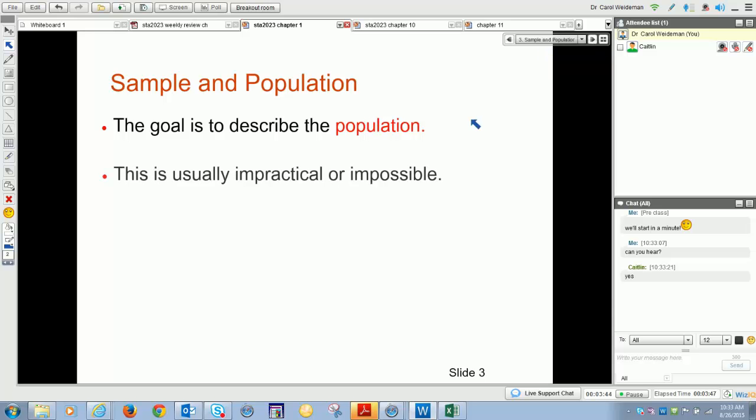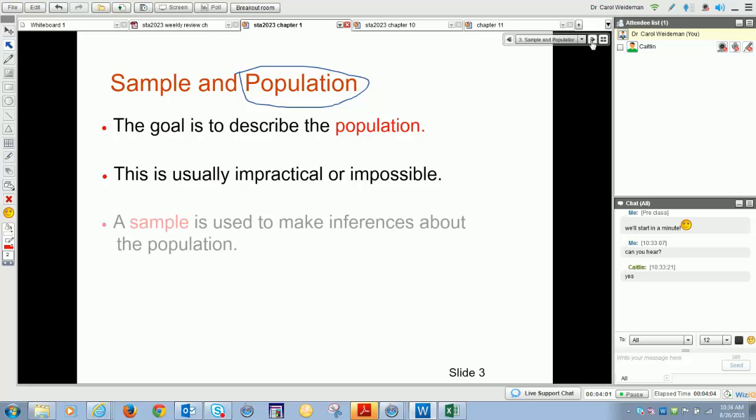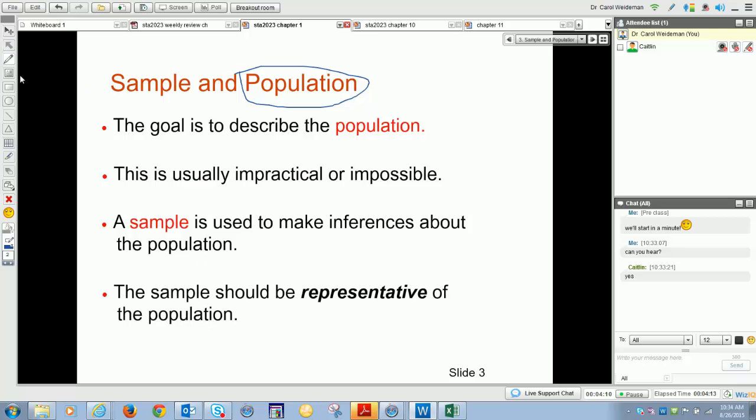And usually it's impossible to collect information from the whole population. Time doesn't allow it. It's expensive. We're going to learn in a minute about what it is when we do collect information from the whole population. But usually, instead, we're going to take a sample, and we're going to use that sample to make inferences about the population. And it's really important, and again, we'll learn this in Chapter 10, that the sample that we select is representative of the whole population.